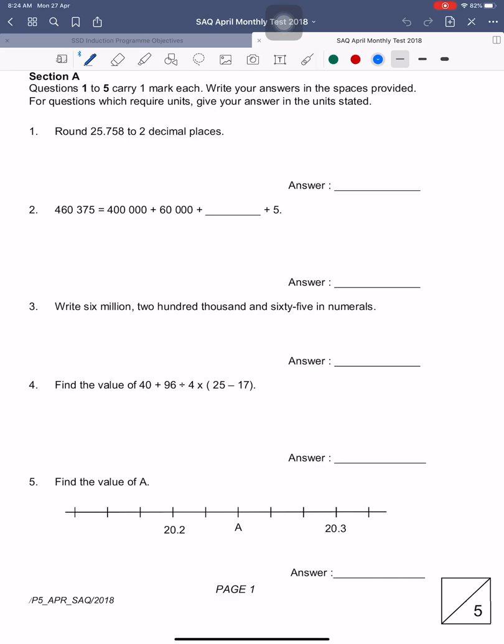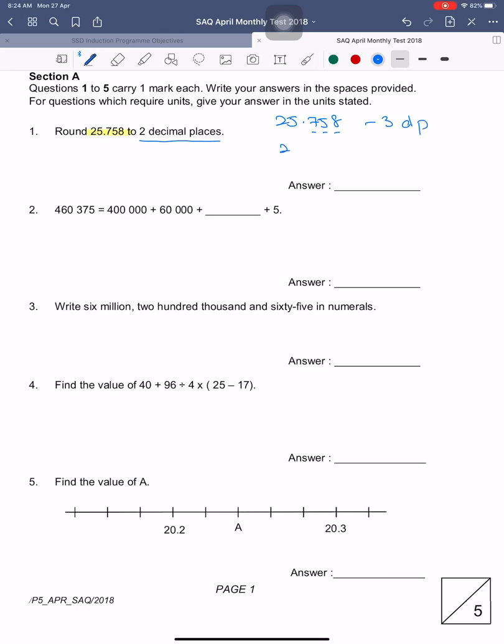You are supposed to round off 25.758 to two decimal places. Now I realize that some of you do not quite understand the meaning of two decimal places. Let's look at the number given to you, 25.758. How many decimal places are there? Yes, there are 3. Decimal places are the numbers after the decimal point. So in this case it's 1, 2, 3. So this is 3 decimal places.